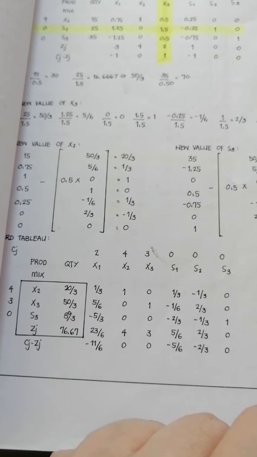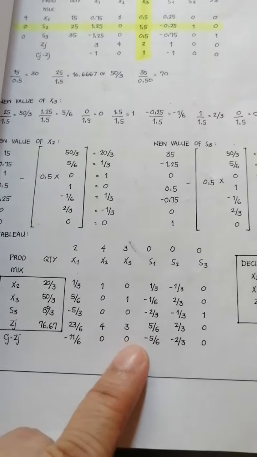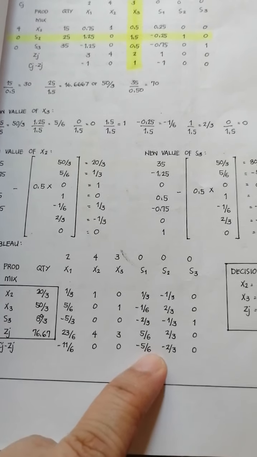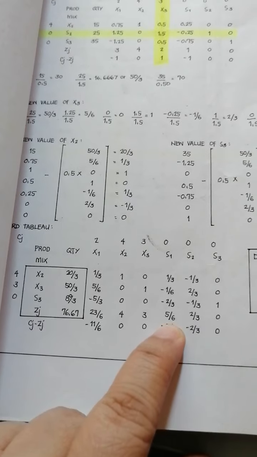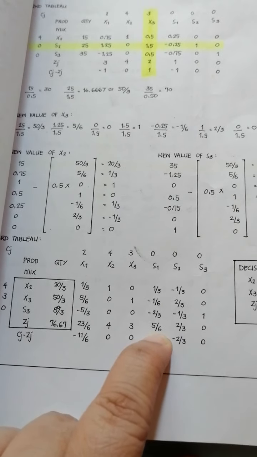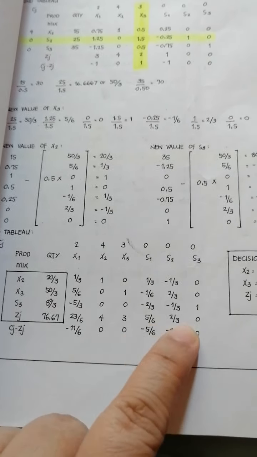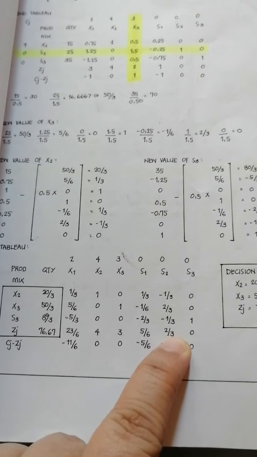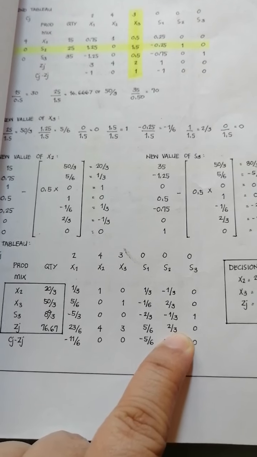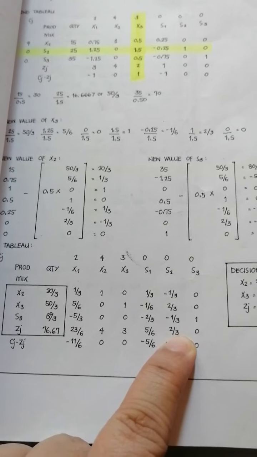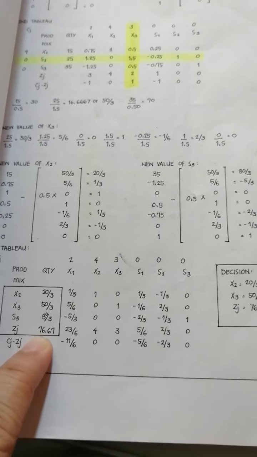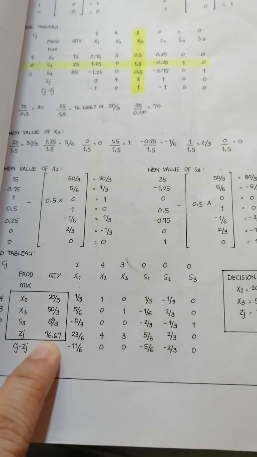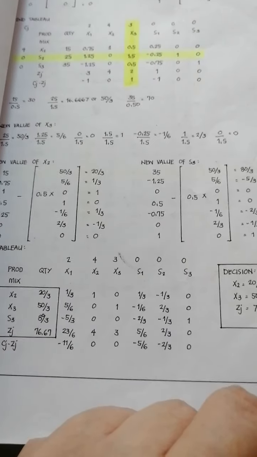So if you try to look at the value of your Cj minus Zj of the intersectional element of S1 and S2, that will be the value of your x1 and x2 in the dual, and the total cost will be the same thing. It's 76.67. So let's take a look.